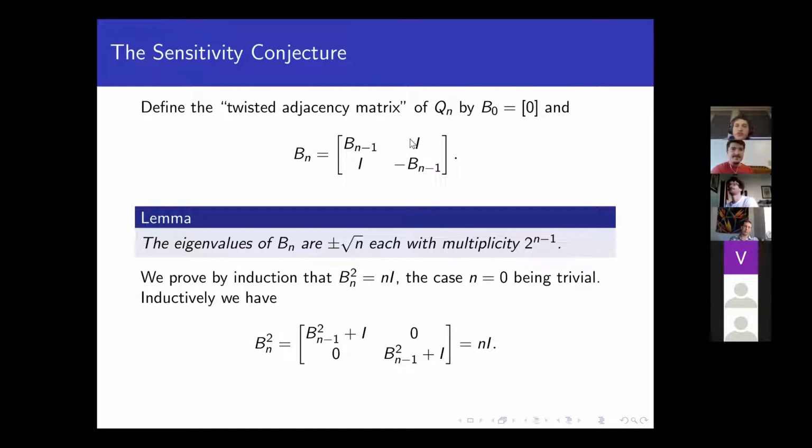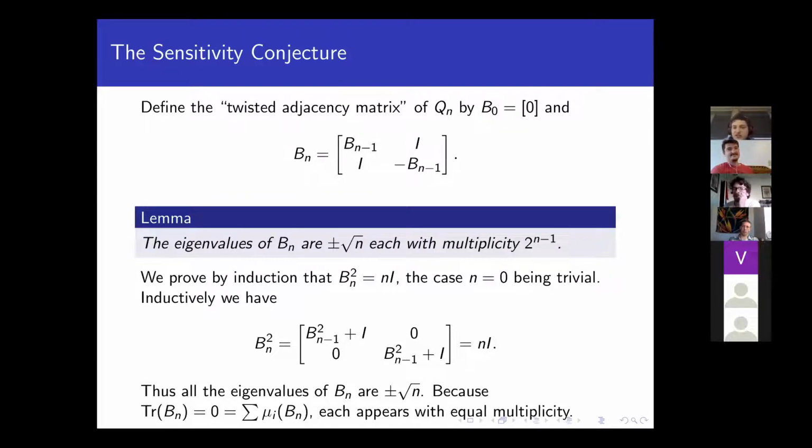For the inductive hypothesis, we just use this recurrence relation to show that B squared is literally this expression here. And now inductively, we know that B squared for the n minus first one is just n minus 1 times the identity matrix. So if you work out this algebra, you get n times the identity matrix. And because B squared equals n times the identity matrix, all its eigenvalues are going to be plus or minus square root of n. Moreover, its trace is 0, which basically means that each of these has to appear with equal multiplicity.